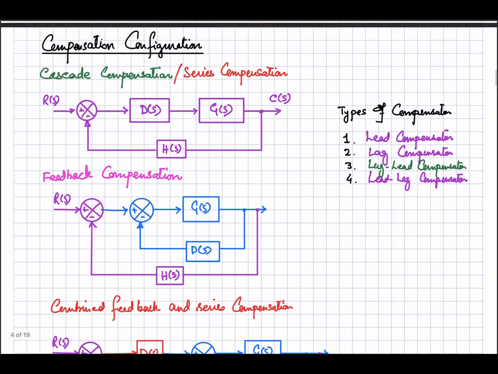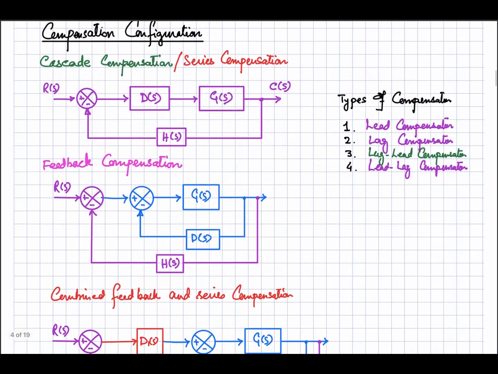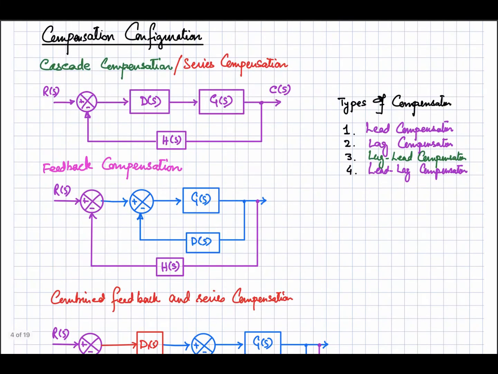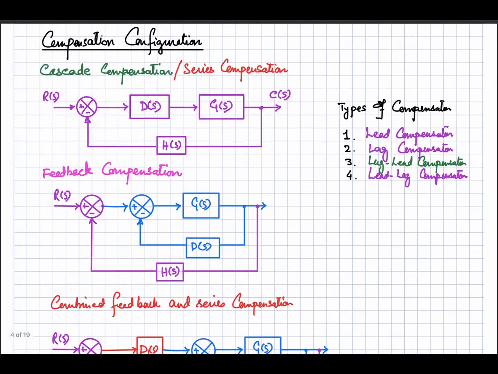Now you can introduce these compensators in different configurations with your system. So just observe this one. In this diagram you can see that we are going to introduce the compensator in series with the system. This is our system G(s). So we are introducing the compensator in series with that one. So this configuration is said to be the cascade compensation or the series compensation, right?